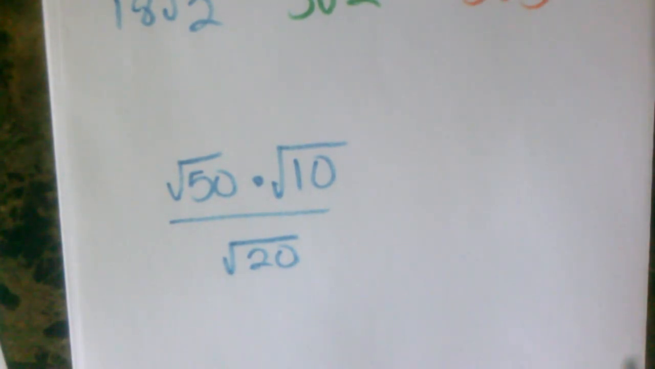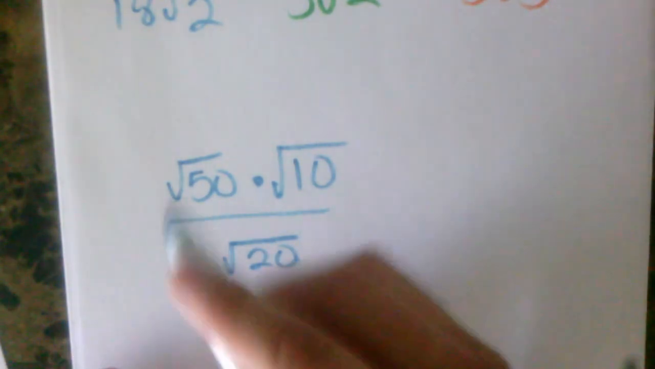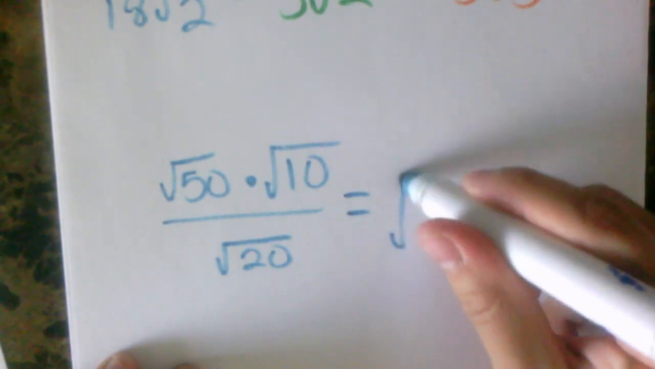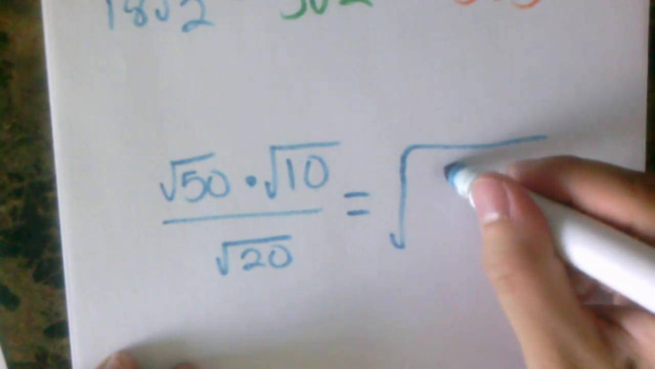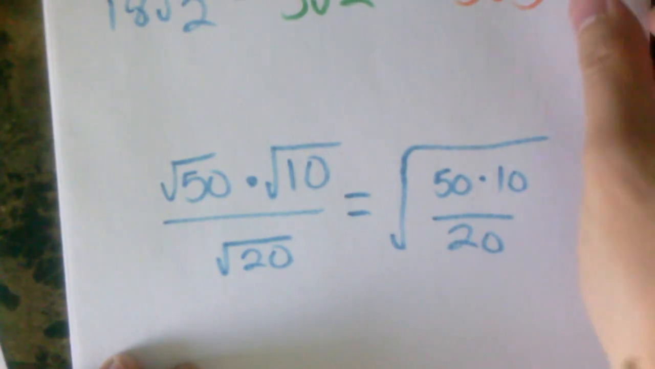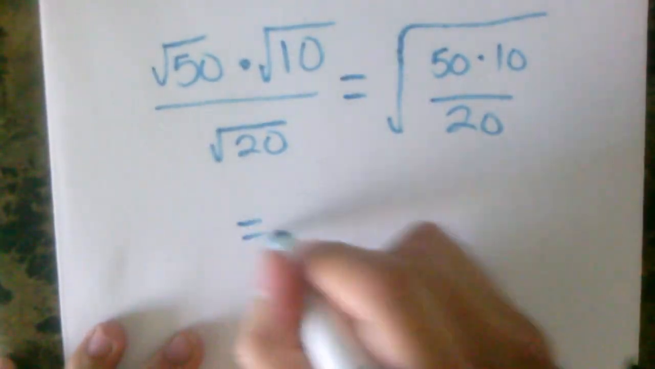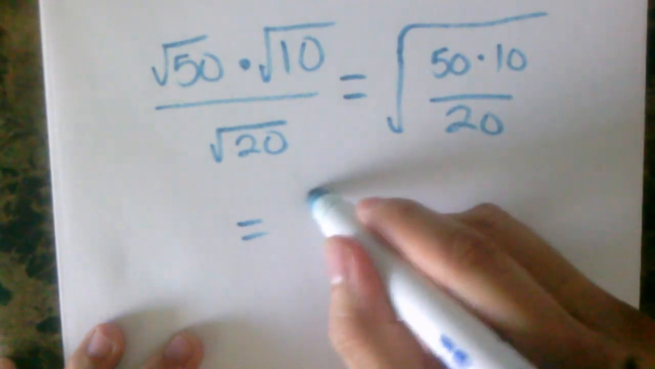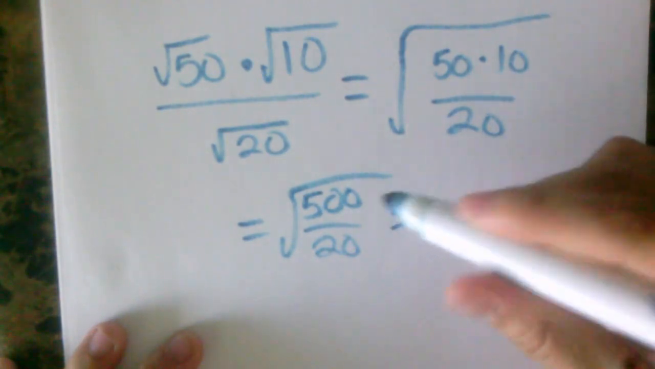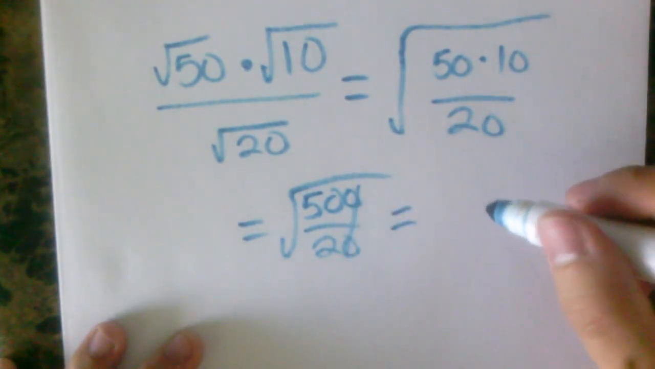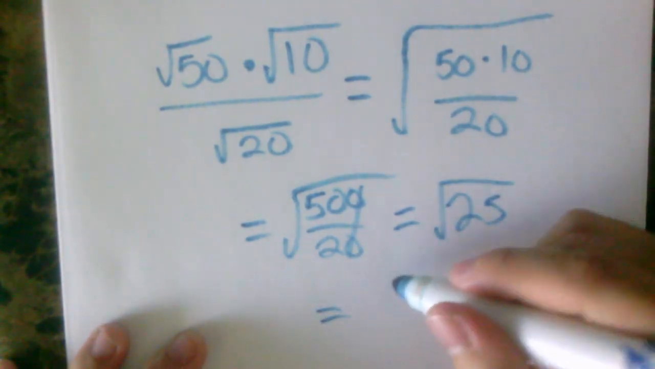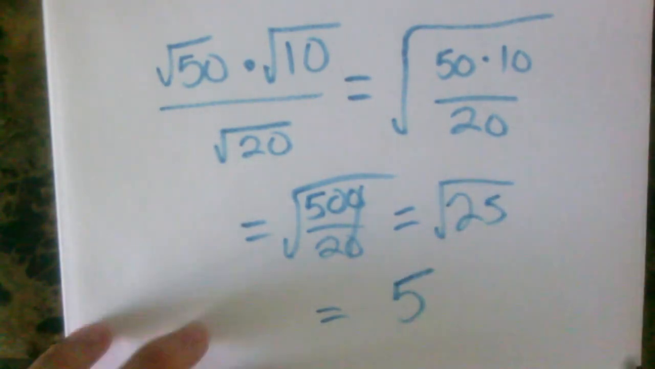Something along these lines. What you have to remember is that you can actually combine all these square roots into one. So this is really like one big multiplication and division problem, right? One big square root, and then we're just going to multiply the things on top and divide by the thing on the bottom. From here on, we're just going to go ahead and simplify. So 50 times 10 is 500, all over 20. And then we keep simplifying, so 500 divided by 20 is just going to end up being 25. And then we know that the square root of 25 is just 5.